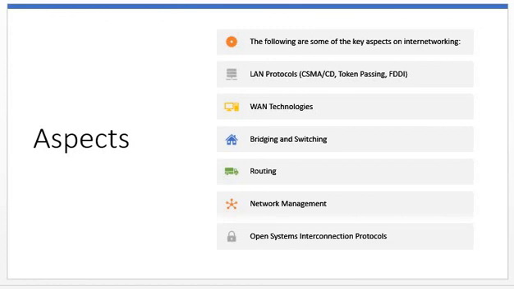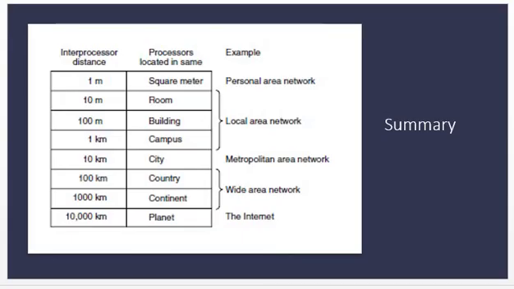So some of the key aspects that you should remember when looking at internetworks or the internet is the use of protocols. We have the LAN protocols in use, token ring, CSMA/CD, WAN technologies, we have routing and switching, we have network management, then we have open system interconnection protocols. So we'll dive deeper into this when we look at standards and models in detail.